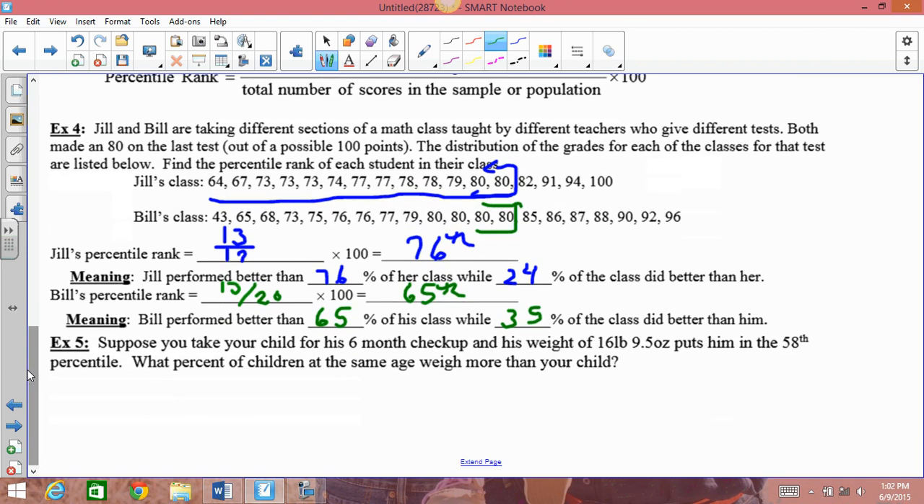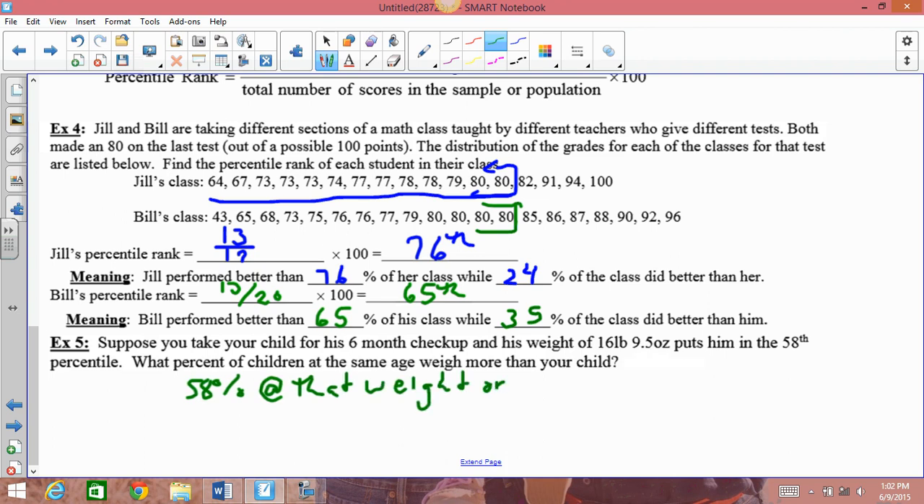And the next example, just as a way to make sure that you understand what the idea of a percentile means. Suppose you take your child for their 6-month checkup. His weight is 16 pounds, 9.5 ounces. That puts him in the 58th percentile. We want to know what percent of the children at that same age weigh more than your child. At this particular percentile, that means that 58% are at that weight or lower.